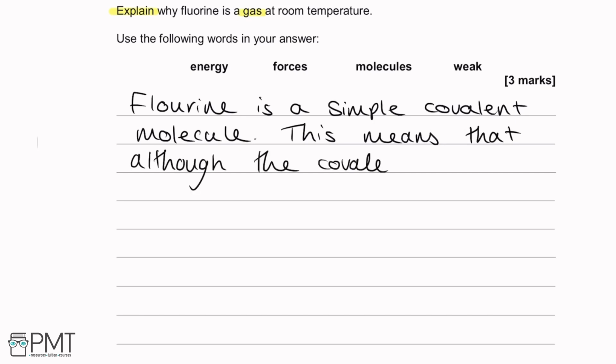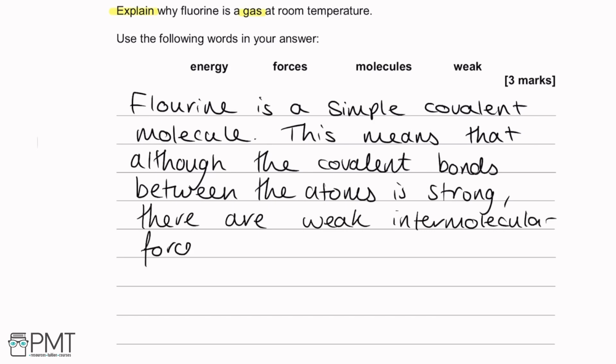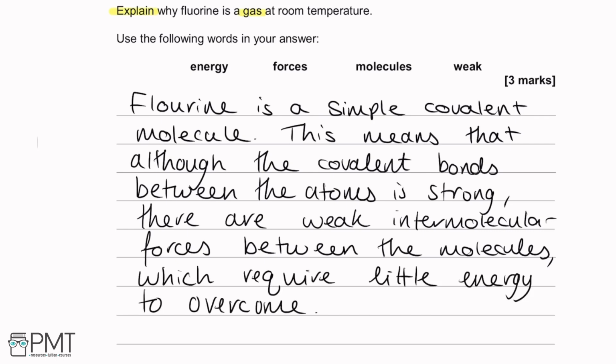But what we need to appreciate is that when we're changing state, so when we are boiling, okay, to turn it into a gas, we are not actually breaking those covalent bonds. Instead, we are overcoming the forces which hold together the different fluorine molecules. And these forces are called intermolecular forces. Intermolecular meaning between the molecules. So what I've written here is that there are weak intermolecular forces between the molecules, and these weak intermolecular forces require little energy to overcome.